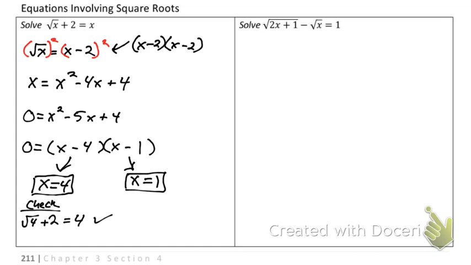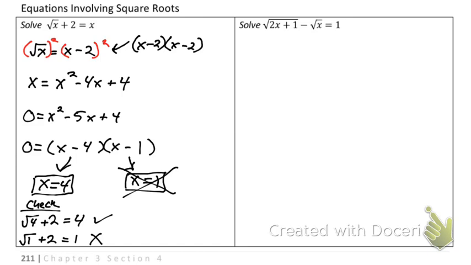So that one works. When I plug a 1 in, I have square root of 1 plus 2 equals 1. I don't think the square root of 1 plus 2 equals 1. This is not an answer. That's an erroneous solution. It looks like a solution, but it is not. When there's a square root involved, check both of them.